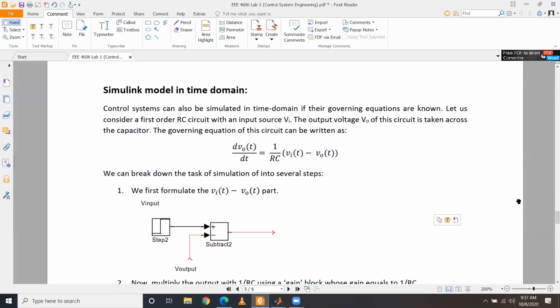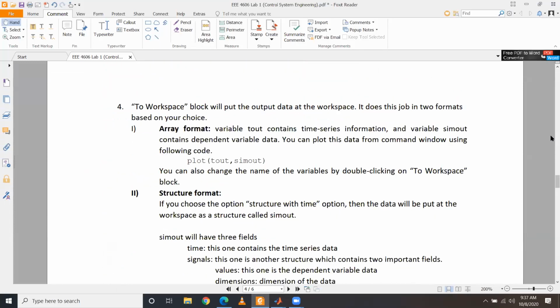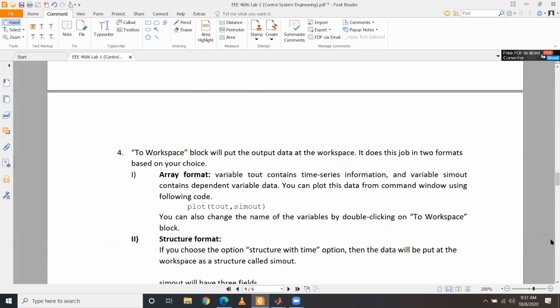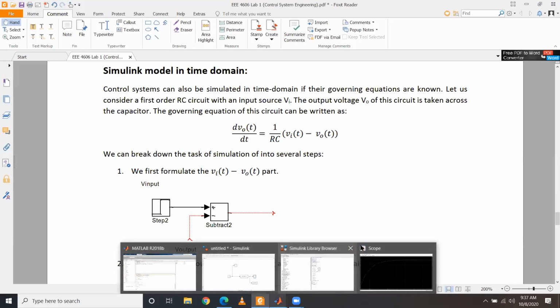So, the last part of this lab before your task: the Simulink model in the time domain. The Simulink diagram that we drew previously was in the frequency domain, right? Using the LTI system block. Now suppose we want to keep the system in the time domain and draw it in Simulink.